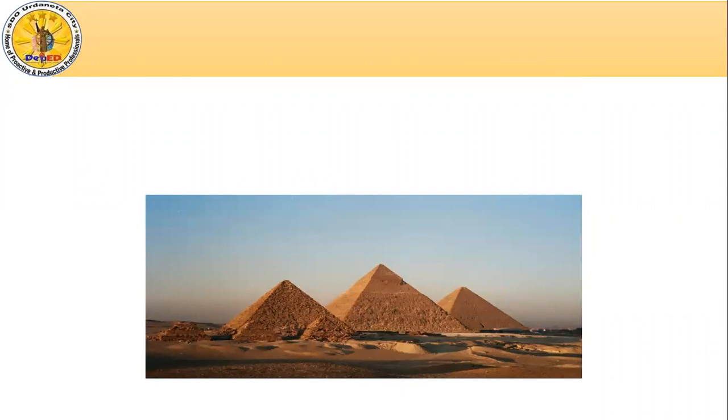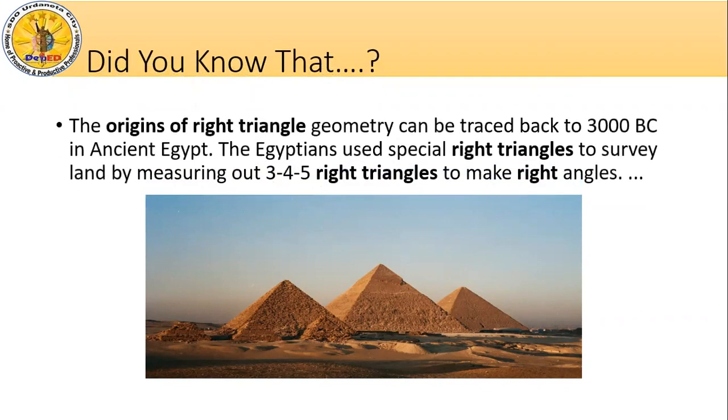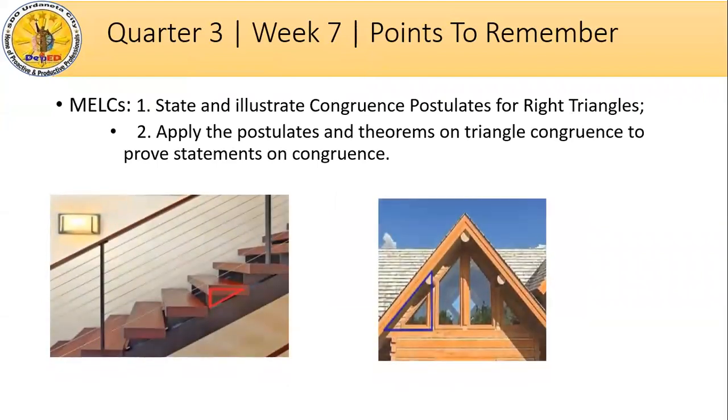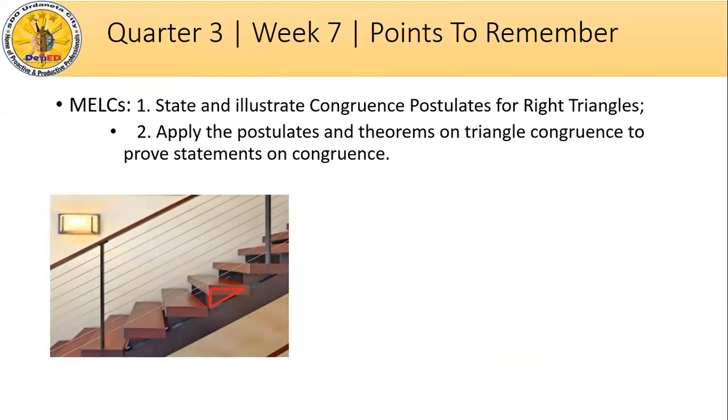Just a little trivia. Did you know that the origins of right triangle in geometry can be traced back to 3000 BC in ancient Egypt? The Egyptians used special right triangles to survey land by measuring out 3, 4, 5 right triangles to make right angles. There are so many ways where we can see right triangles in real life situations.